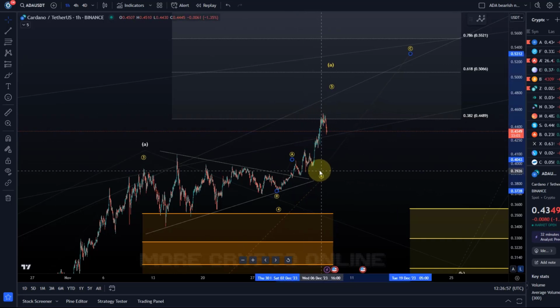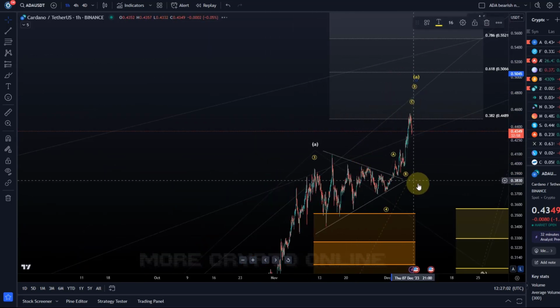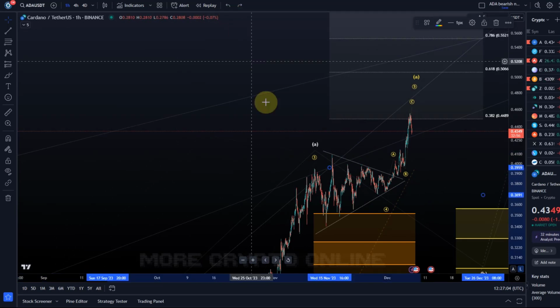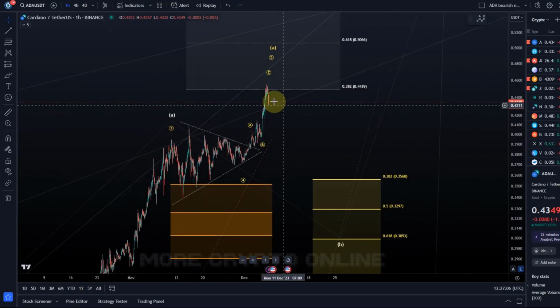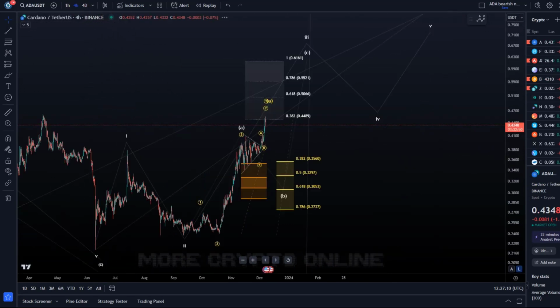Below that level, a sustained break below that level will really indicate that we are coming down in this B wave pullback. But overall, the trend is still up, and overall, the chart here still hasn't done enough to complete a third wave.